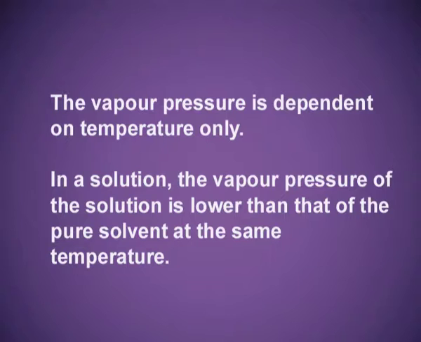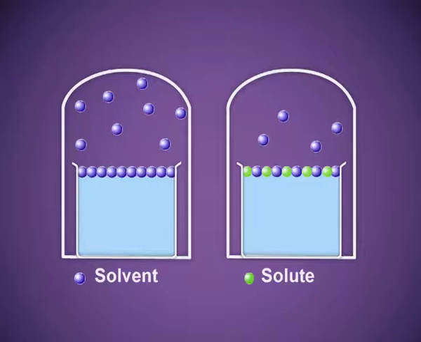In a solution, the vapor pressure of the solution is lower than that of the pure solvent at the same temperature. The vapor pressure of the solution is lower. Now, how is it so? This is the pure solvent. Now, I am changing it into a solution. I have mixed a solute into it.